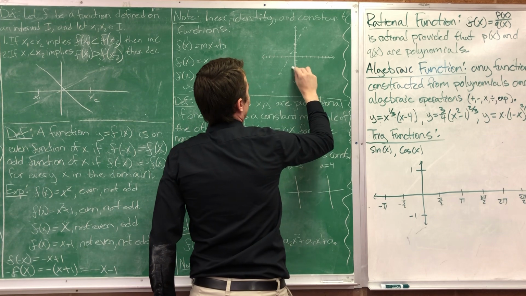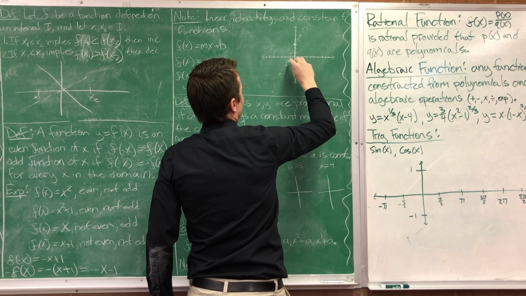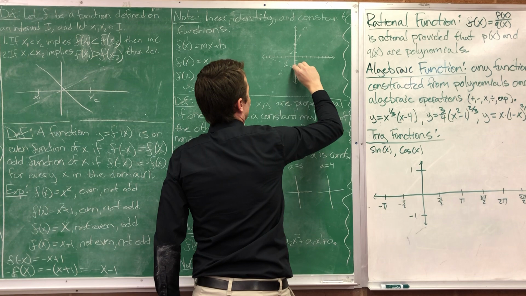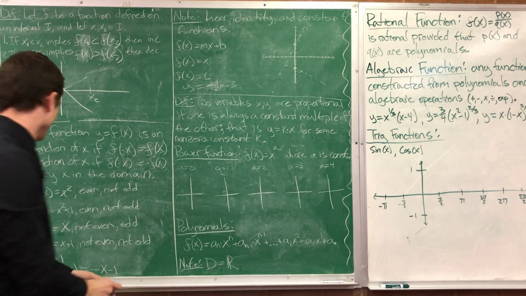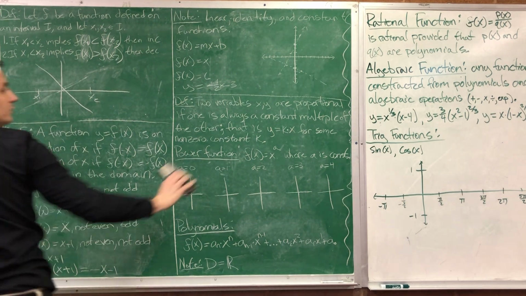If we go back 2, then we go up 1. And so it looks roughly like that. Good? So there's a couple of those linear functions.